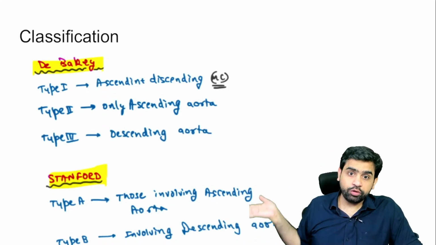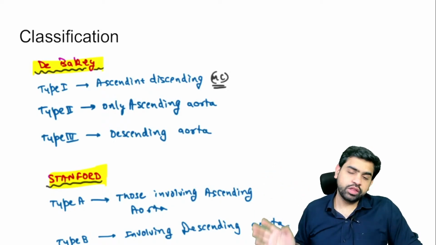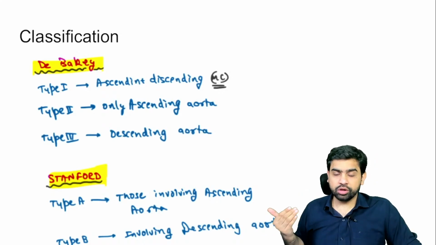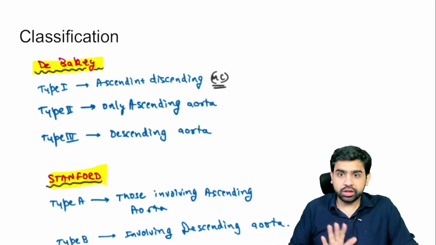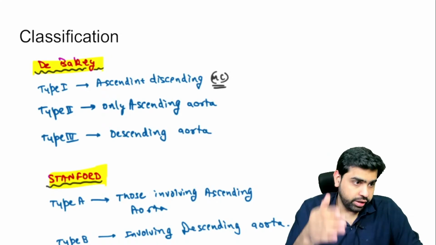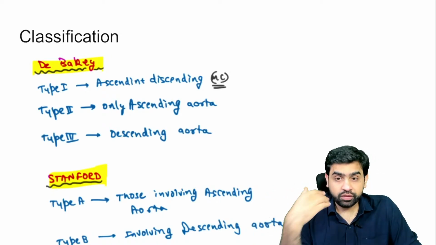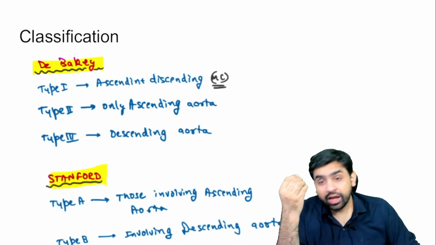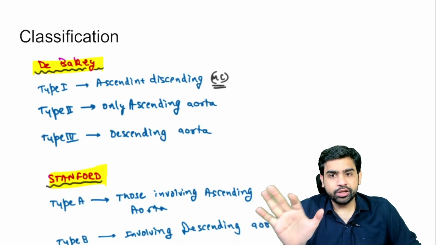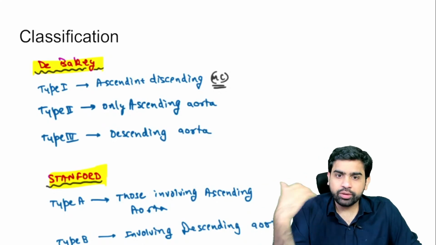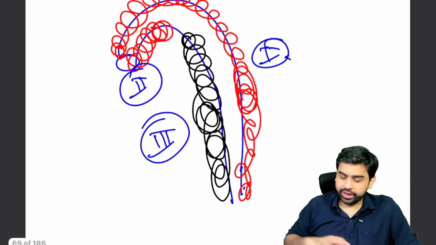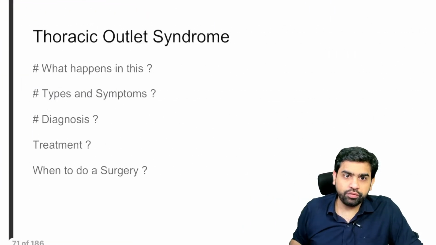Now, there was one question in which the scenario was a Stanford type A, and the option was to start propranolol and then do emergency surgery. That was the answer, guys. It doesn't mean that in Stanford type A you're not going to give propranolol. Propranolol is given to control the blood pressure. But in type A, you're not going to delay the surgery. It is going to be an emergency surgery. In type B, you can give antihypertensives and observe. If the patient becomes stable, you can continue with conservative management. I hope you have understood this point.